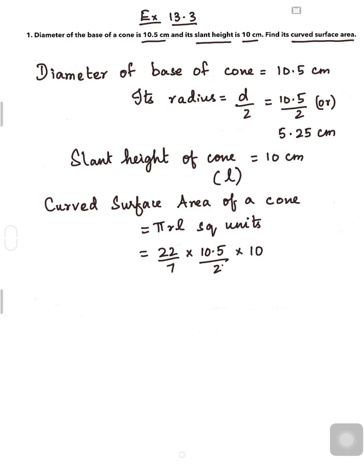Into L, which is 10. So here you simplify: 2 ones are 2, 11s are 11; then 7 ones are 7, 1.5s are 10.5. So when you multiply 1.5 into 10 you get 15, and 15 into 11 is 165. So, what is the curved surface area of the cone? 165 centimeter square. Hope it's clear, children.